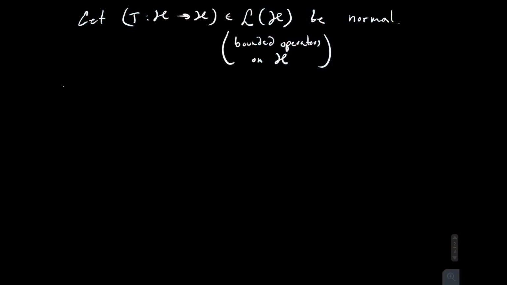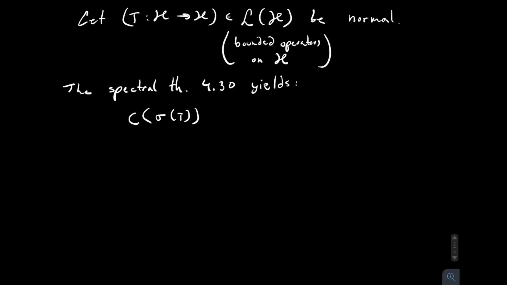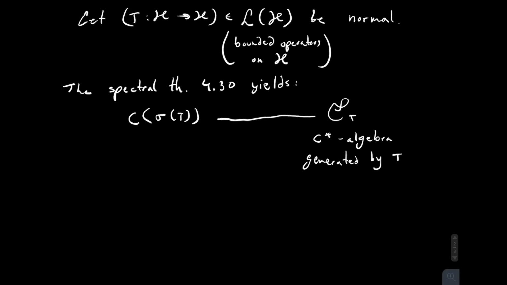So let T be a normal operator on H, a Hilbert space H. Then the spectral theorem, which is theorem 4.30 in the book, tells us the following. First, consider the continuous complex valued functions on the spectrum of T, and this C sub T, which is the C-star algebra generated by T, and that itself is a subalgebra of L(H). This C-star algebra is star isomorphic to the other via the Gelfand map.